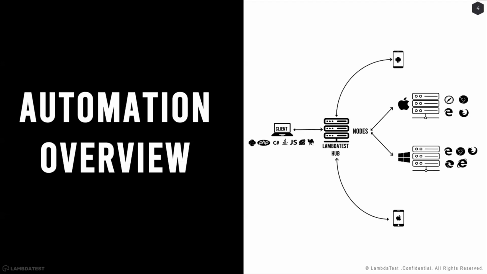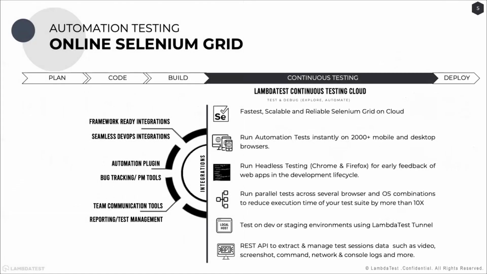So on the automation overview, what we have built as of today, like I said, a complete Selenium. We've taken Selenium grid on the cloud, where you can instantly test 2000 plus mobile and desktop browsers. We also have given the provision to run headless browser test across the Chrome and Firefox version it supports. And with this, we also have provision for you to run parallel tests so that you can reduce your test execution time and increase your test browser coverage. And our enterprise tunnel, Lambdatest tunnel, which is built for enterprise.